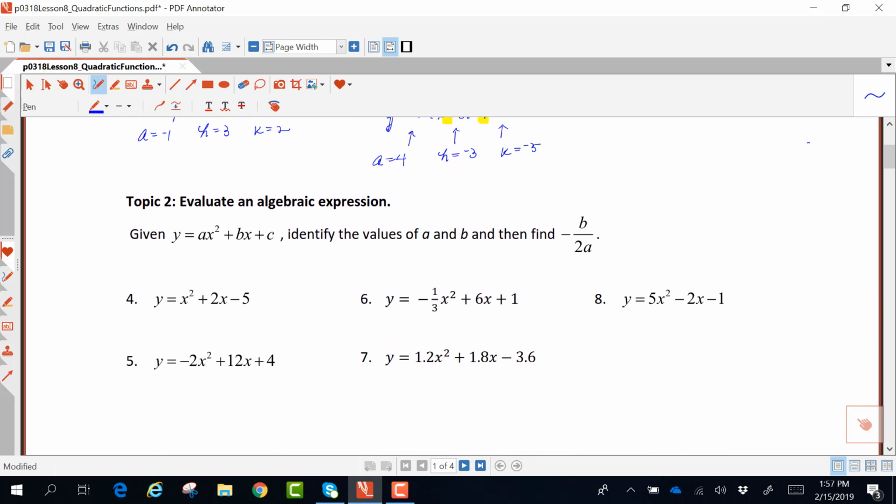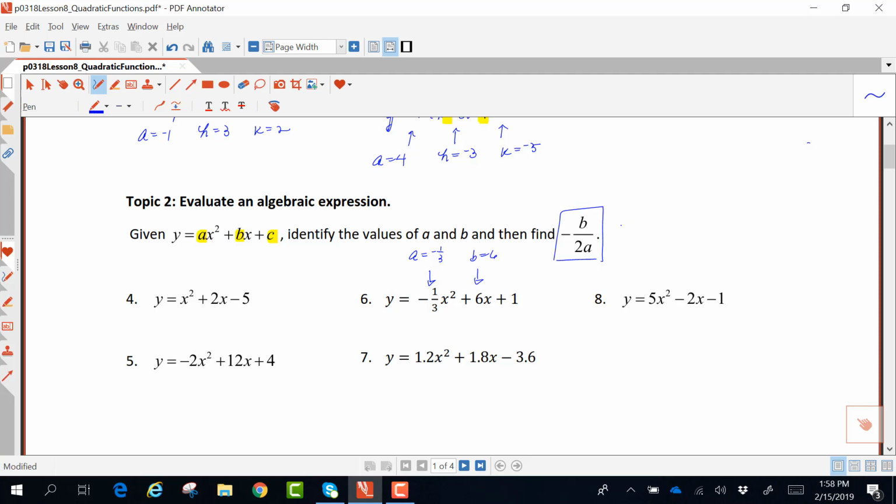In topic 2, they ask us to find this value of -b/2a. Notice that in these equations there are no parentheses, nothing is factored. So when nothing is factored, your a is in front of your x squared, your b is in front of x, and your c is your number on the end. So if we look at number 6, the first coefficient would be a -1/3, which would be our a value. The second coefficient is the coefficient of x, which would be our b value, and the 1 would be c, although we don't need it for this question.